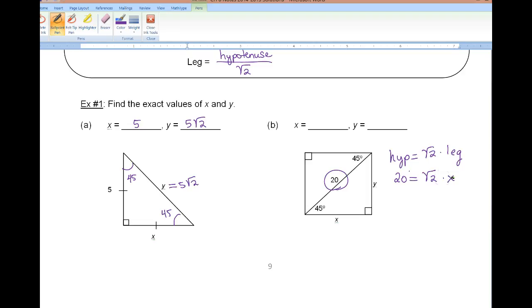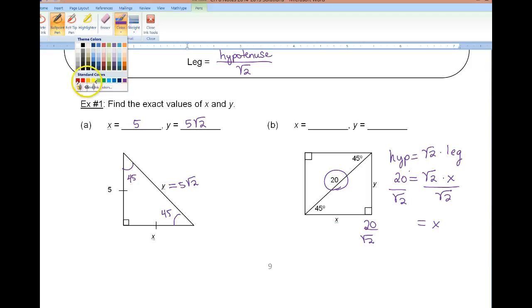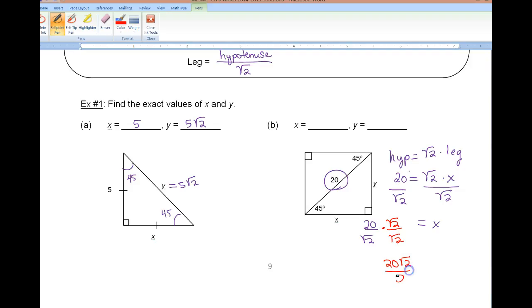Now, if you just went right to dividing by root 2, that's fine, but you do have to rationalize. So when you rationalize, you're going to take 20 over root 2, and multiply by square root of 2 over square root of 2. So you get 20 root 2 over 2, which simplifies to what? 10 root 2.